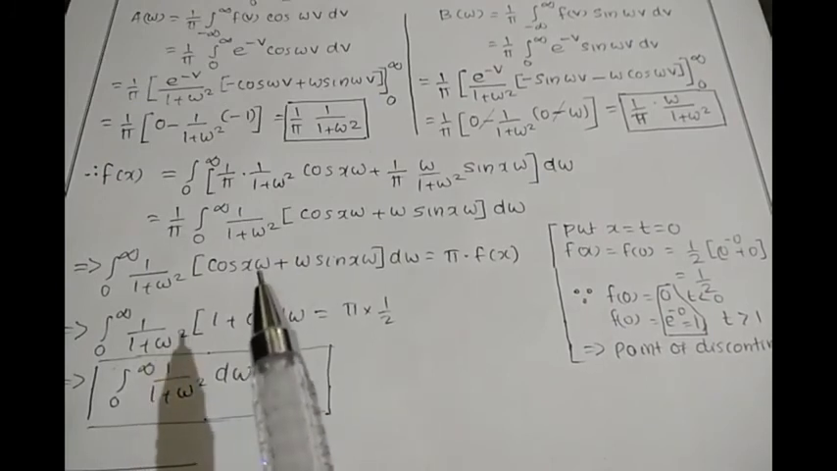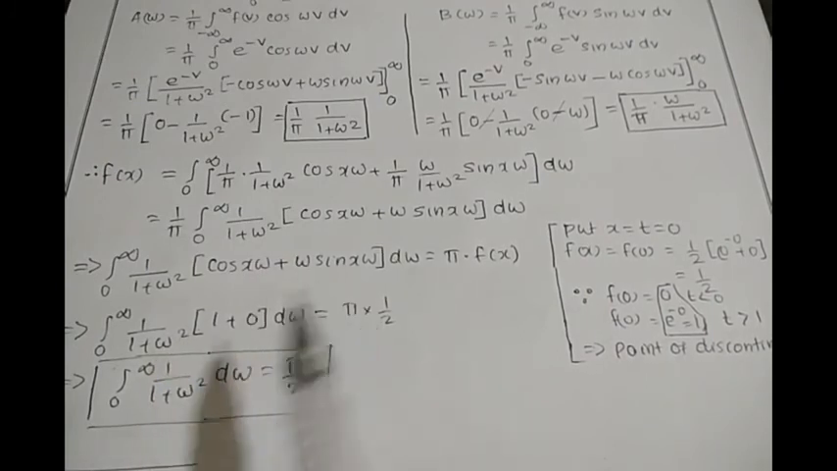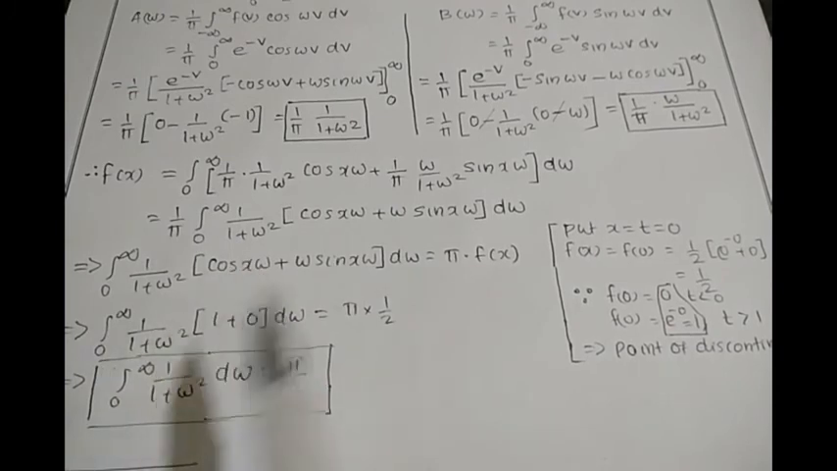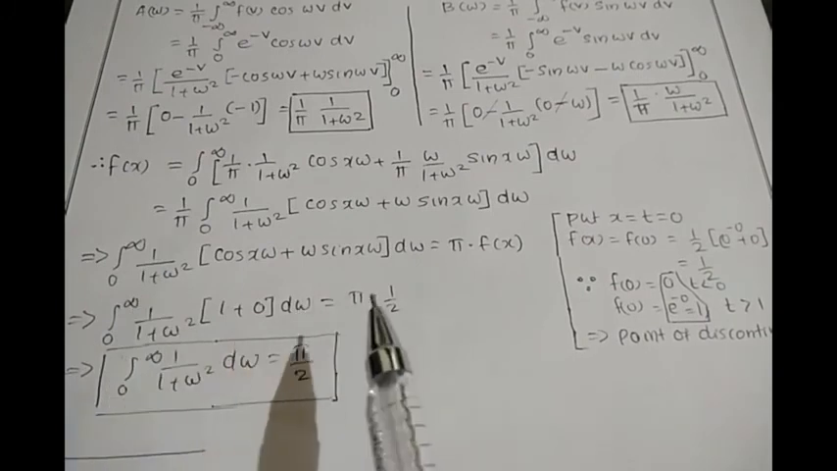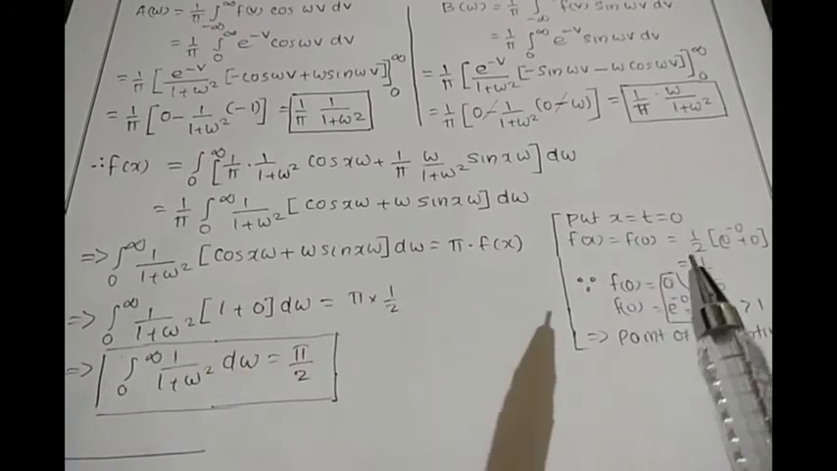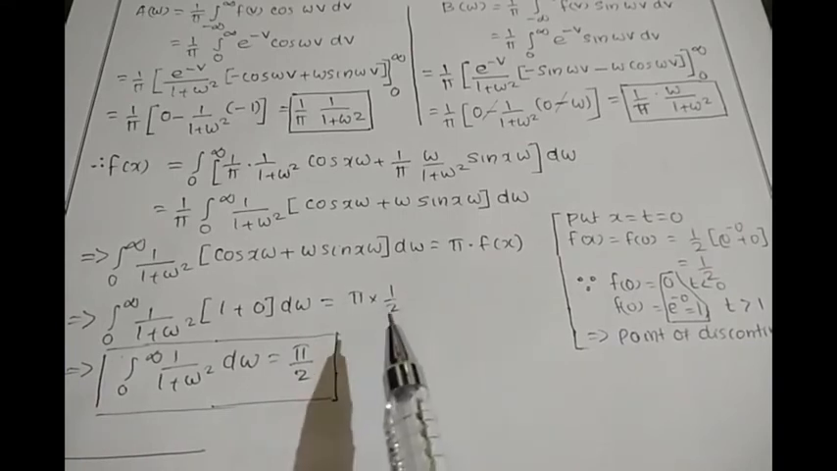Cos 0 is 1, sin 0 is 0, so the rest will come: integral of 1 by 1 plus omega square d omega equals pi into, we have seen this value, f of x is 1 by 2. So pi into 1 by 2, so this is equal to pi by 2. This is the answer to the question.